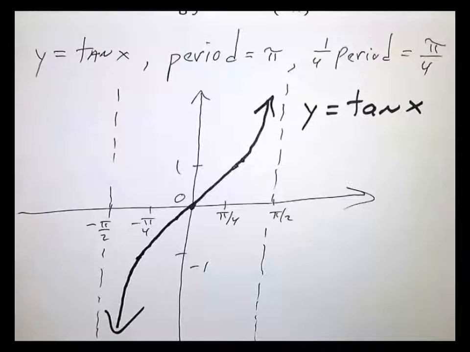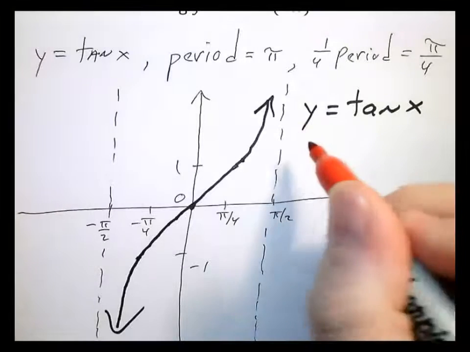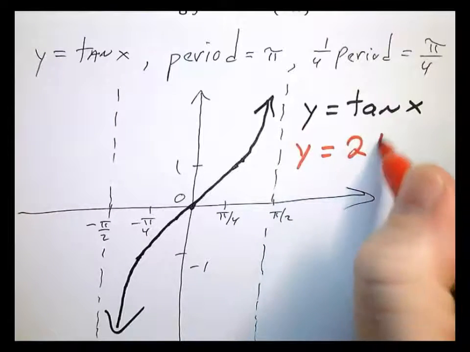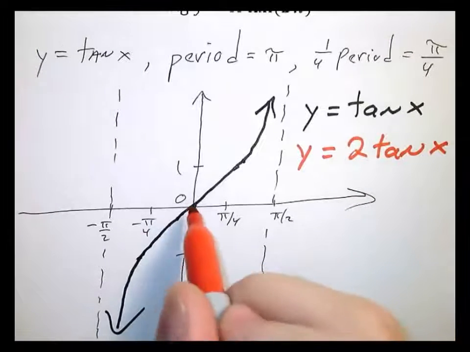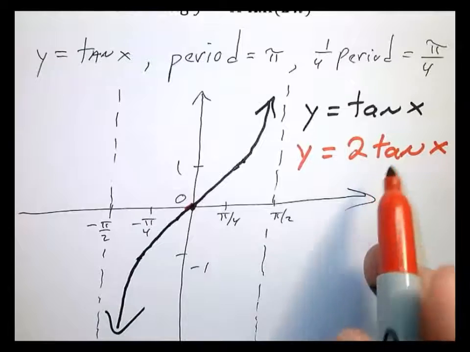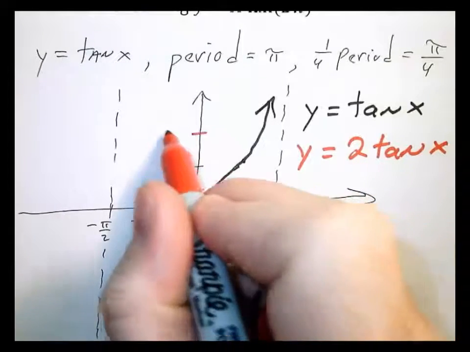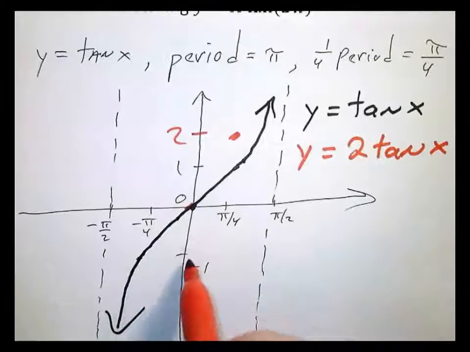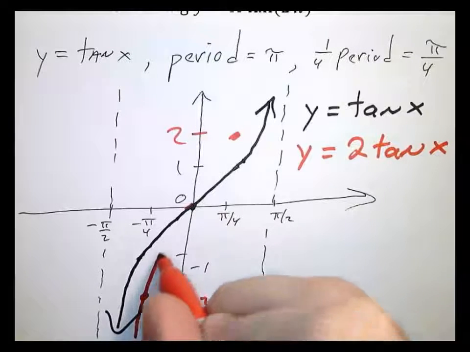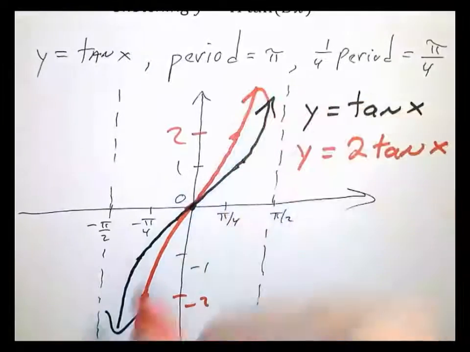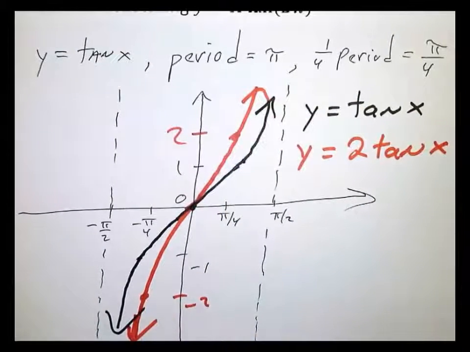Or I might think, what happens if I double this? What if I have y equals 2 tangent of x? My origin stays my origin. I'm doubling all the y values. So instead of being at 1 here at pi over 4, I'm going to be up here at 2. And instead of being at negative 1 here at negative pi over 4, I'm going to be down at negative 2. I still have these asymptotes. I'm still going through here. So I'm going to have something sort of like that. I'm just stretching vertically by this factor of 2.